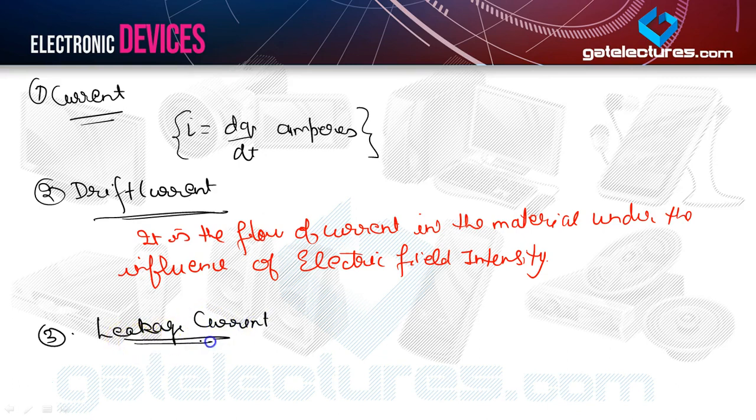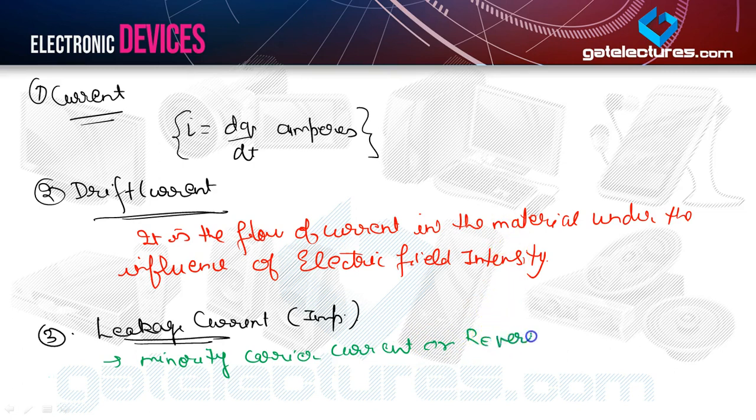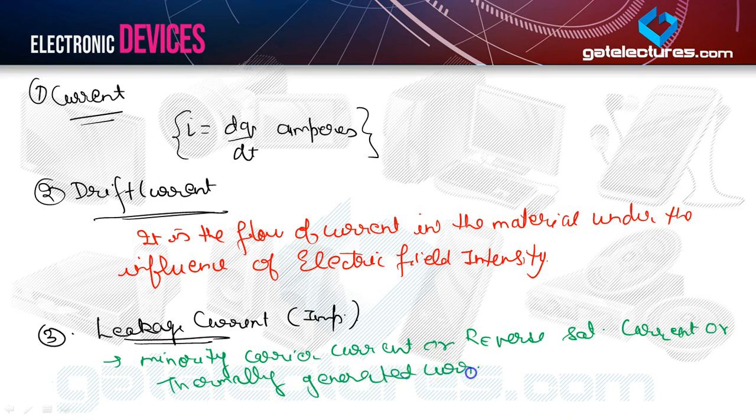This is important to understand. This leakage current is also referred to as the minority carrier current or reverse saturation current or thermally generated current. So whenever you encounter leakage current, it means the thermally generated current or reverse saturation current or minority carrier current.